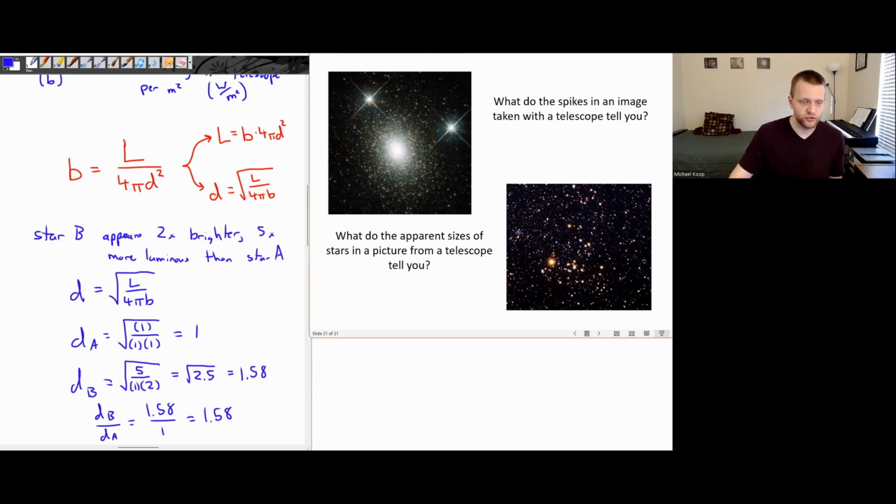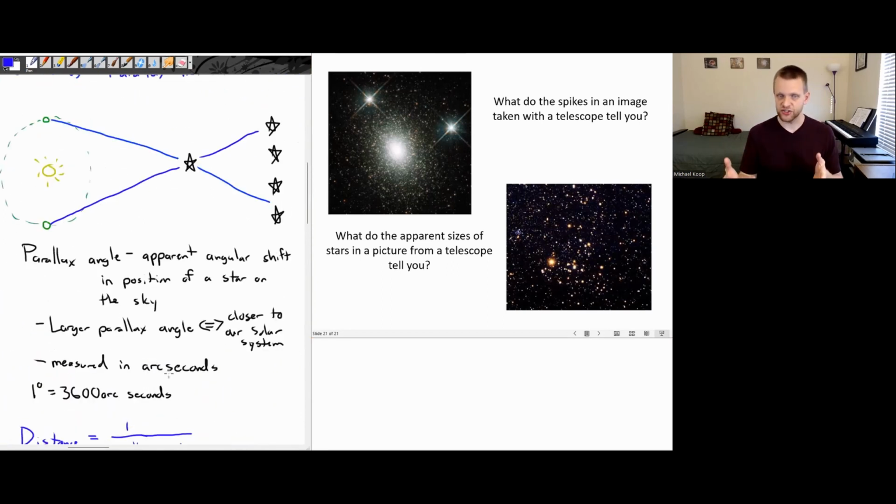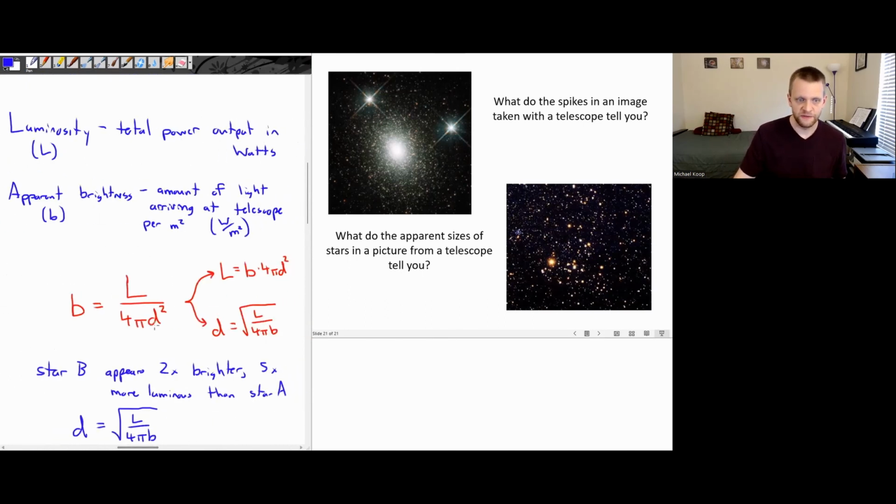So we've talked about how to measure the distance to at least nearby stars using this parallax measurement. And if we have both the apparent brightness of a star and we know its distance, we can use both of those together to identify what the luminosity of the star is. And in the next sessions, we'll talk about how to measure things like surface temperature, how to measure the mass of different stars, and the radius of different stars.